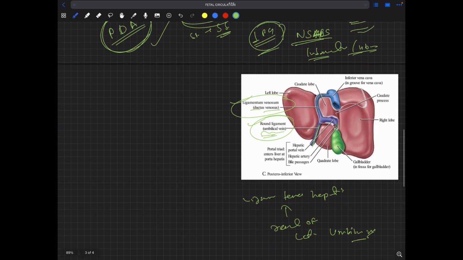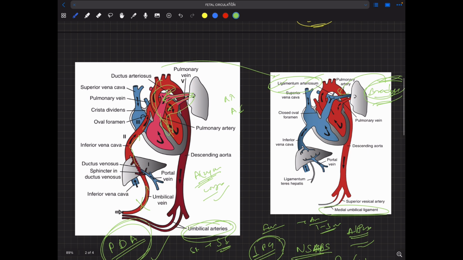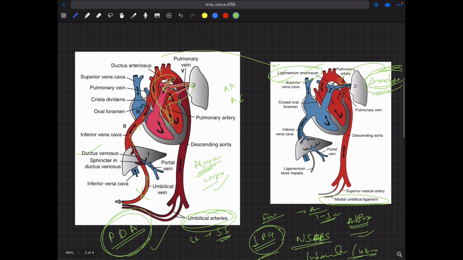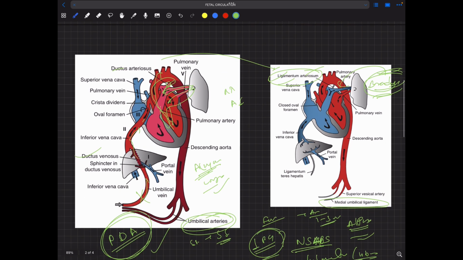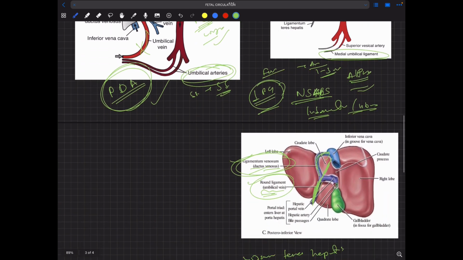You can see here, this is the pathway. It directly goes to the liver like this when it was the left umbilical vein, and there was a shunt which bypasses the liver and reaches here. That shunt was the ductus venosus. Now the ductus venosus becomes ligamentum venosum, and the left umbilical vein becomes the round ligament, ligamentum teres hepatis. So this is what happens to the ductus venosus, ductus arteriosus, umbilical vein and umbilical arteries. We discussed all of that.